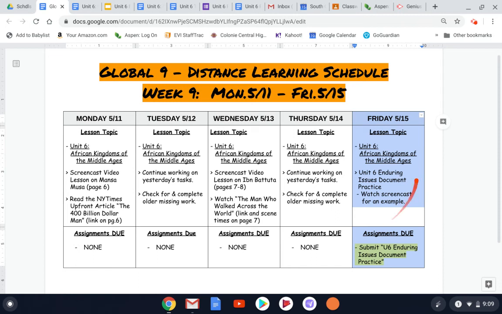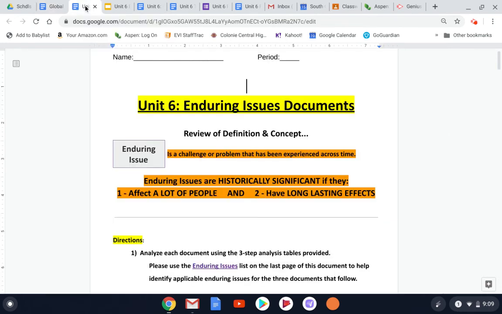Okay, so for this document practice today, we're going to do one example of this together. And then I'm going to have you guys try the rest of them on your own. So let's go over to that assignment and I'll give you a little brief overview.